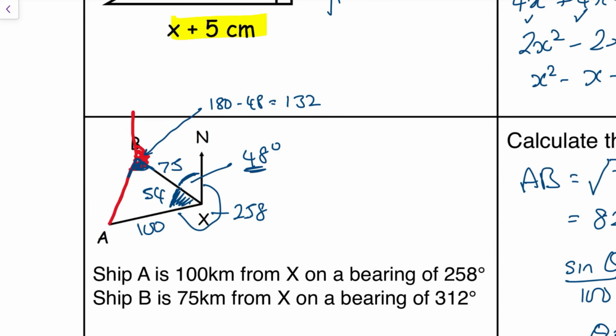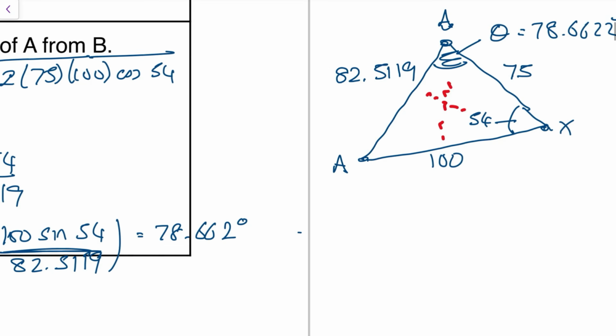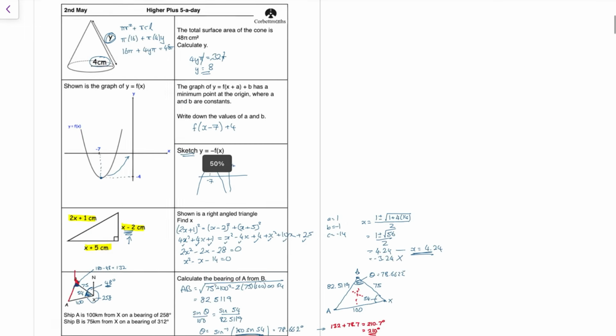Therefore, I know the red in two different parts. I know it's 132 plus the angle I've just worked out, which means my bearing, and again, I'm going to say this for the third time, this is not an easy question, which means my bearing is 132 plus 78.6, I could call it 78.7, which is 210.7 degrees.